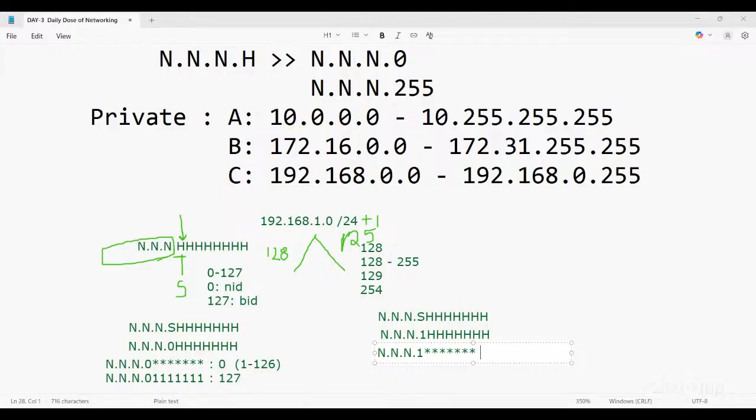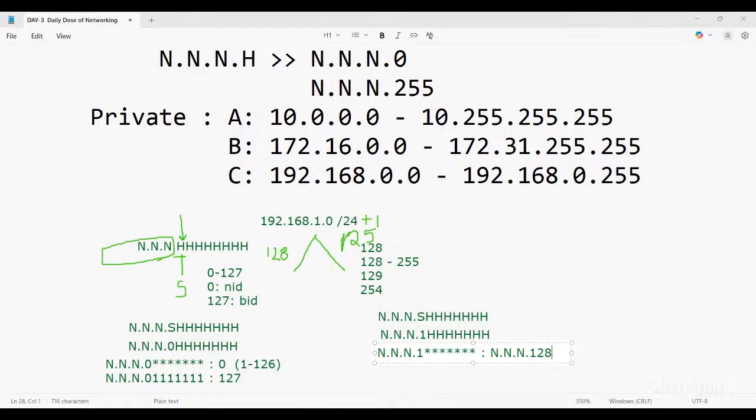So now if you calculate, this network part will be the last part. That means the network address is going to be network dot network dot network dot 128, because the last MSB is 1 only. So that is the start of the next subnet. So this is a subnet ID now. It's no longer a valid IP. Previously, it used to be a valid IP, but now it's not the case.